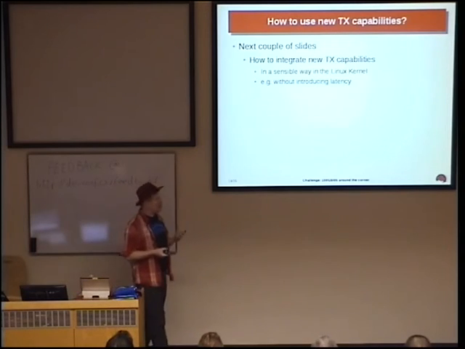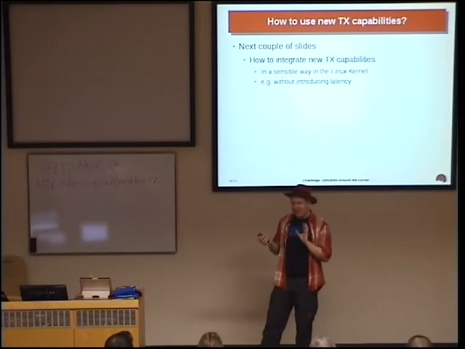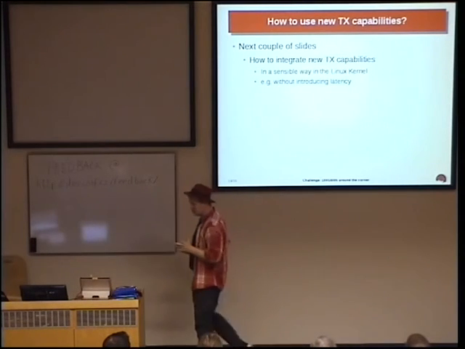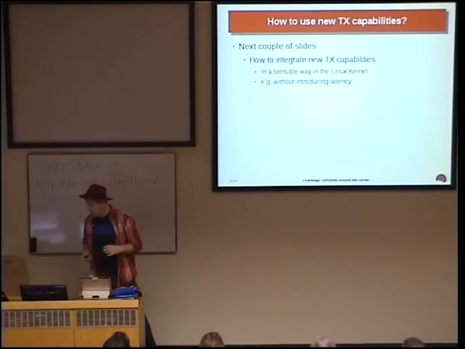I always have this concern: I don't want to introduce latency. I could just wait for packets and do this blocking. It would look really good. But I want to see how we can integrate this in the kernel without introducing more latency.